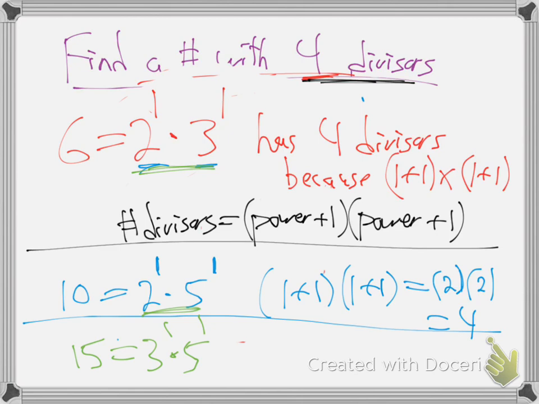The hush falls over the crowd. Can you think of one? What else can you do to make a number? Remember the rule. The number of divisors, let me write that rule out super clear for you, is the power plus 1 times the power plus 1, right?